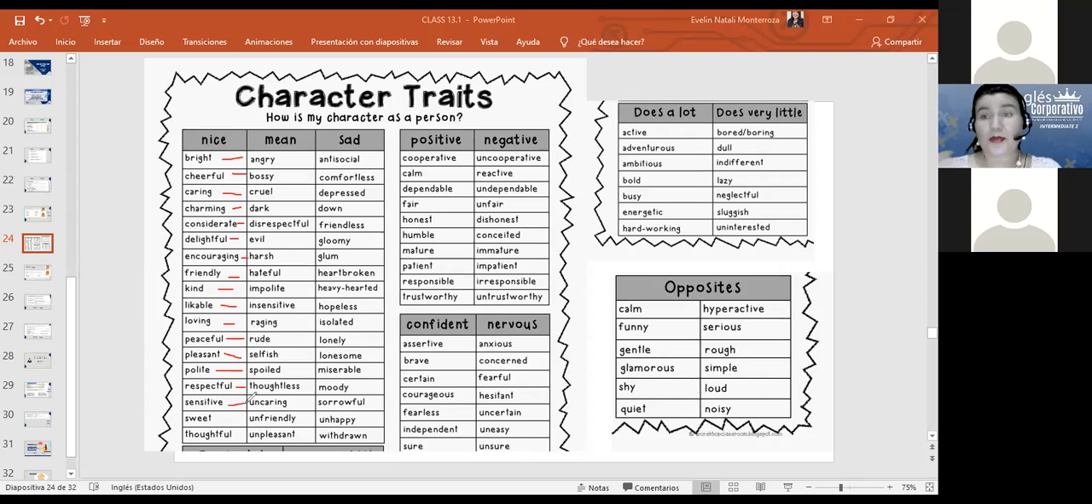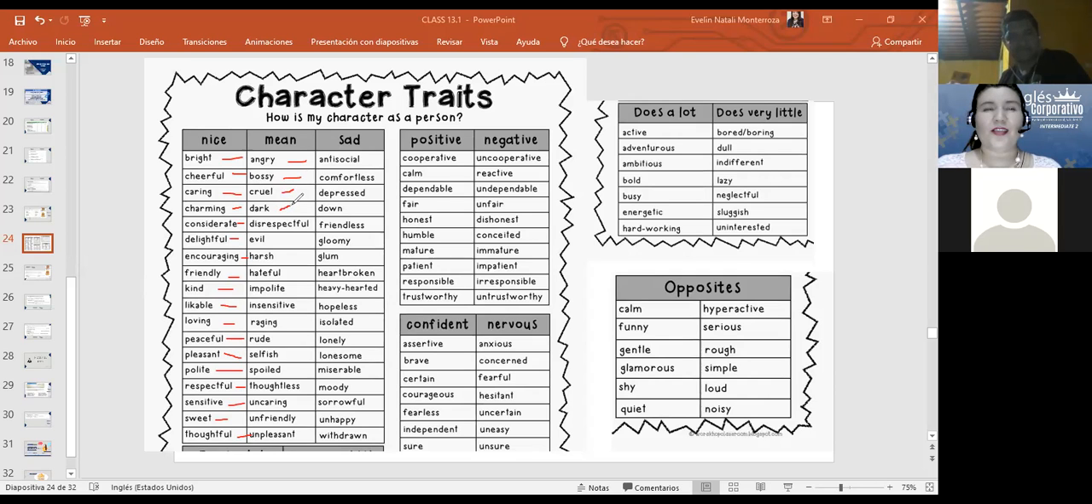Sensitive, that the person cares about you, right? Sweet, like your teacher. Thoughtful, thoughtful is that if you say something to this person it is going to help you, right? Que piensa en todo, que piensa en ti, que siempre está pendiente. That's thoughtful. The next ones, angry. You know what that means, right? Angry. Bossy. What do you think bossy means? Mandón. Mandón, right? Cruel.